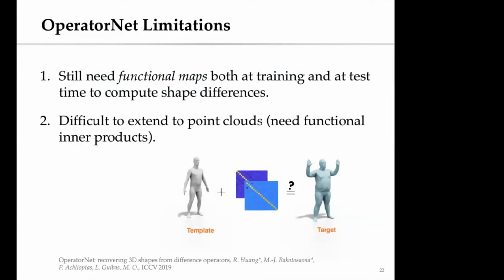But the limitations of this approach are that we need functional maps both during training and at test time, and also it's difficult to extend to point clouds because we need these functional inner products. So if I give you two point clouds, I first need to compute functional maps to a template, and that's very difficult to do at test time. So we were hoping to extend these similar ideas to something a bit more principled.